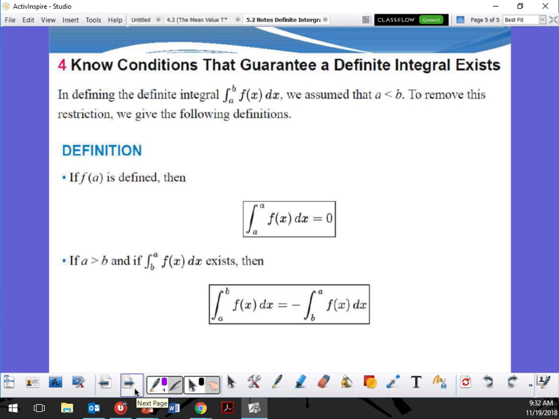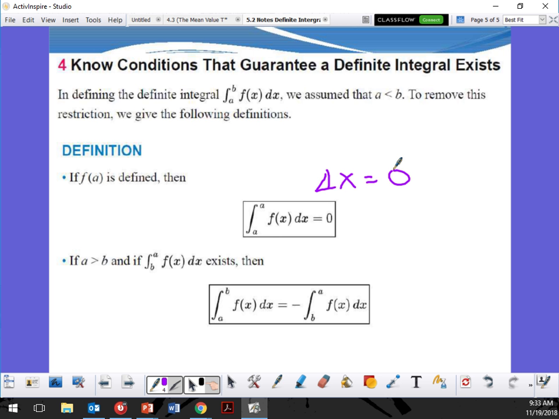Okay, so concepts that you have to know. Guaranteed definite integrals exist. Define the integral from a to b of f of x dx. We assume that a is less than b. To remove this restriction, we give the following definitions. From a to a should give you 0, because it's top minus bottom. So the delta x comes out to be 0 because there is no change from a to b. 0 times any function is going to give me 0.